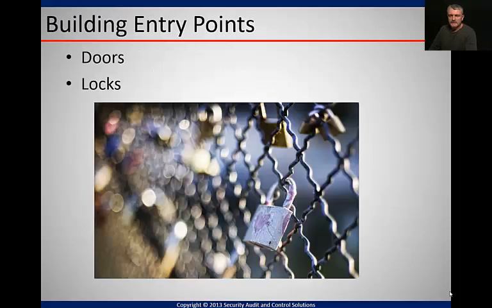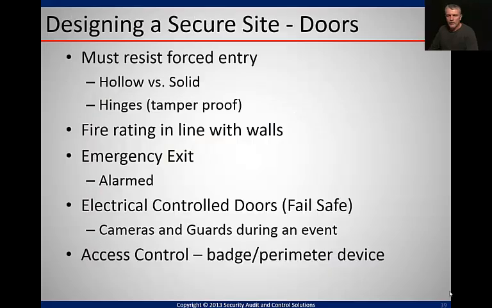Building entry points include doors and locks. Now, when we look at doors, they must resist forced entry. There are different types of doors. For example, there's hollow doors versus solid doors. Also, the hinges on the door should be tamper-proof. The door fire rating should be in line with the wall fire rating. If a door is an emergency exit, it should be alarmed. So if it stays open for a while, it should trigger a central alarm or an audible alarm.